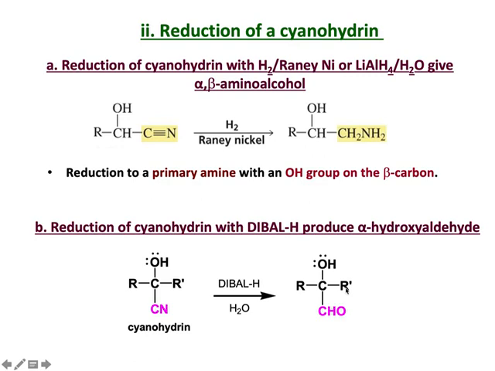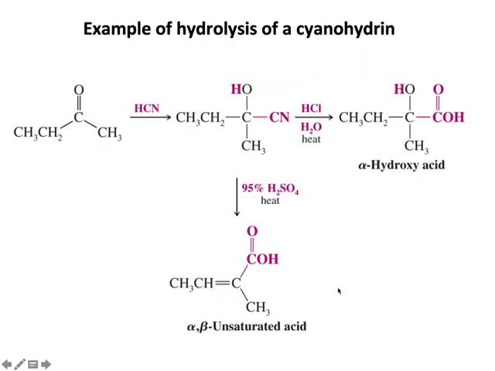While for the reduction of cyanohydrin, there are 2 ways. First, we use reducing hydrogen with nickel, or we use a strong reducing agent, lithium aluminium hydride /H2O. So we'll get the product alpha beta amino alcohol. But once you use DIBAL, which is a very weak reducing agent, the end product of the cyanohydrin is the alpha-hydroxy aldehyde. Why alpha carbon? Because this carbon is near to the substituent.